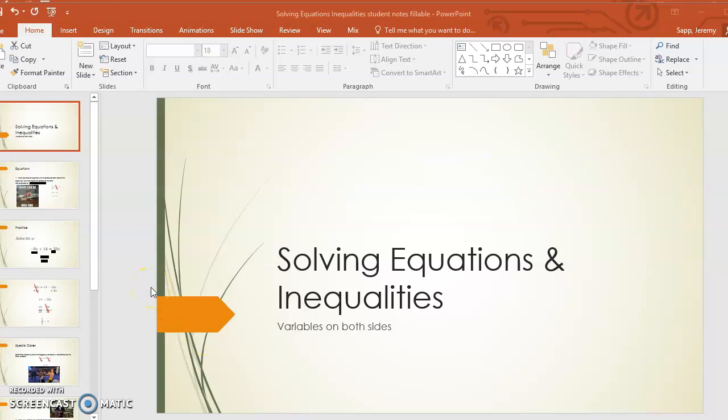Alright guys, today we're talking about solving equations and inequalities with the variable on both sides of the equal sign. Okay, so the variable is going to be on both sides of the equal sign. Alright, so let's talk about what we need to do to be able to solve these suckers.